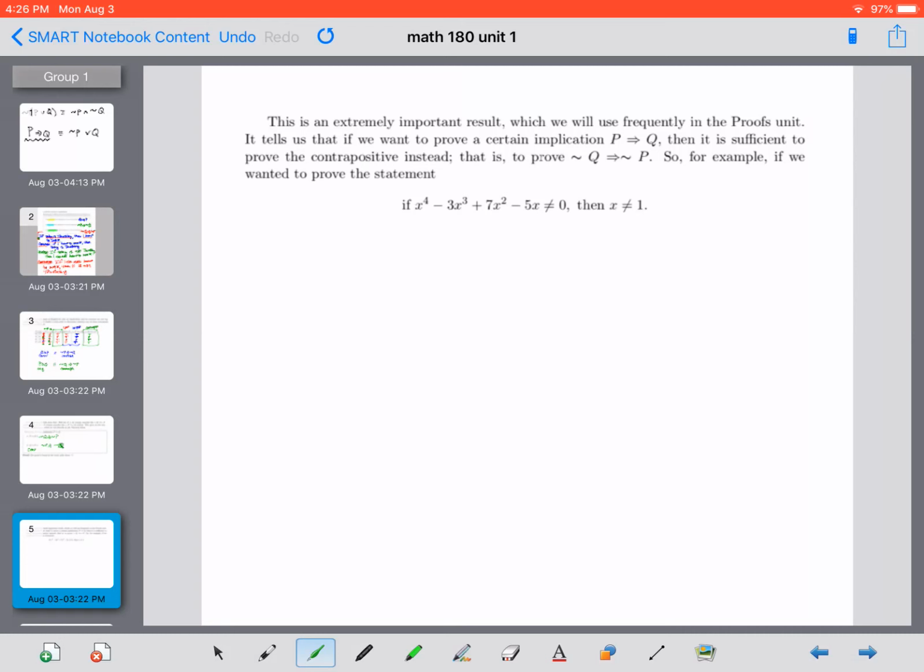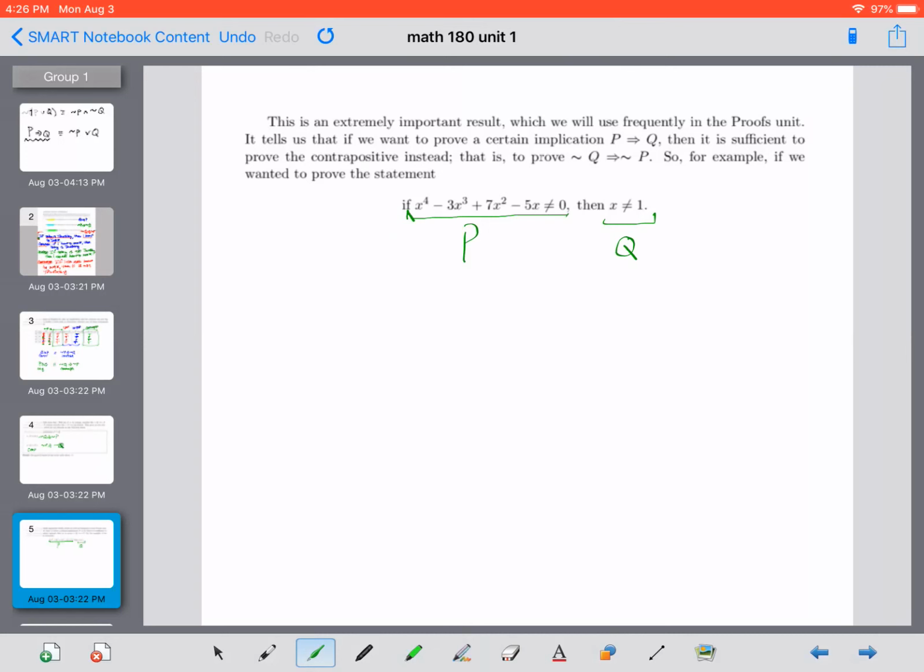So, for example, let's say I wanted to prove this statement here. If x to the fourth minus 3x cubed plus 7x squared minus 5x is not equal to 0, then x is not equal to 1. Our hypothesis here is that this whole polynomial is not equal to 0. Let's call that P. And our conclusion, x is not equal to 1, we'll call that Q.